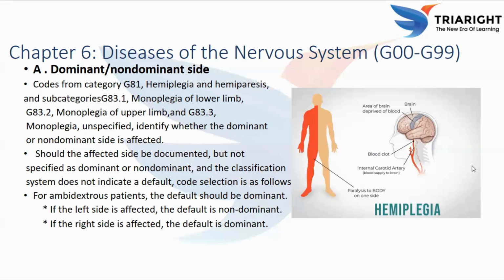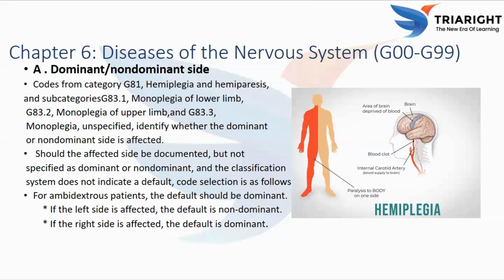Coming to this picture, it shows hemiplegia. What do you mean by hemiplegia? Hemi means only one side of the body. Plegia means paralysis. So hemiplegia means paralysis of one side of the body. A blood clot blocking flow to part of the brain causes damage, and this damage leads to hemiplegia. If the right side of the brain is damaged, the left side of the body gets paralyzed.